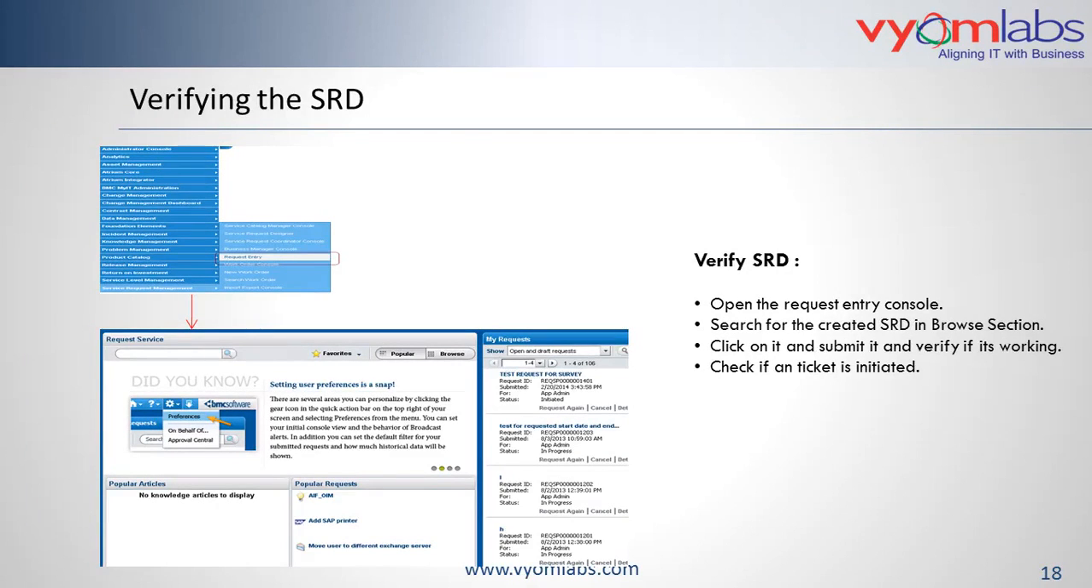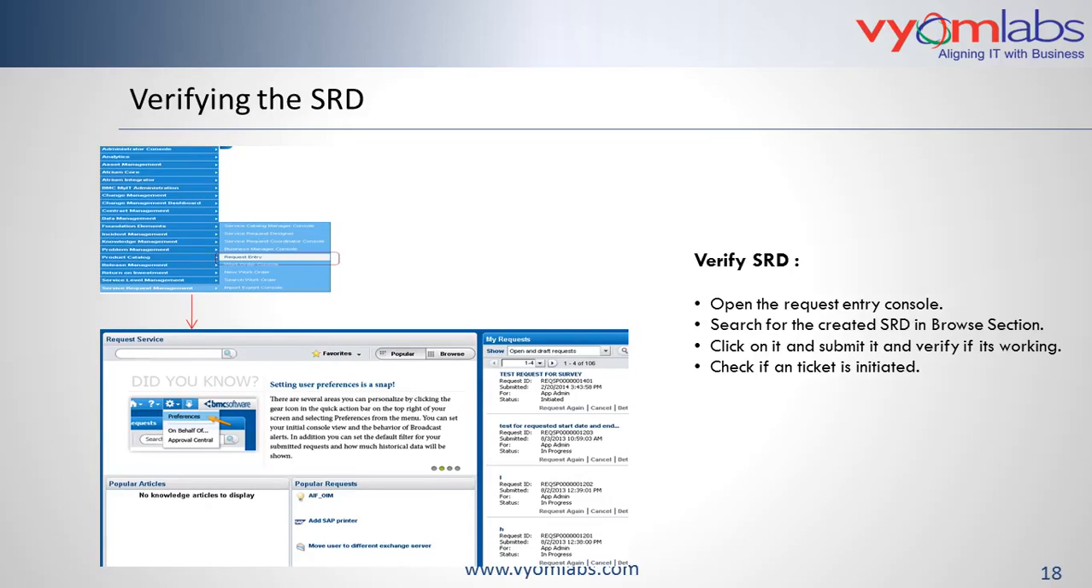Now we will see how we can verify an SRD which is built into the system. Once the SRD is submitted, it is live in the system. The way of verifying it is that you can go into the service request management, then to the request entry console, and there you can verify it. You can search for it, or you can see if it is available in the browse section, and then you can click on that service, provide the response for all the questions which have been asked in the service, and then click on submit to submit it.